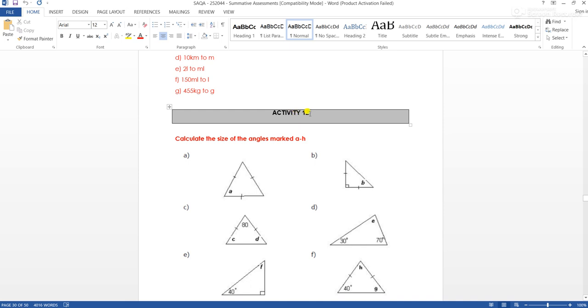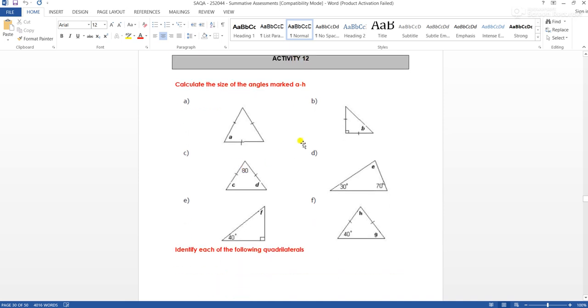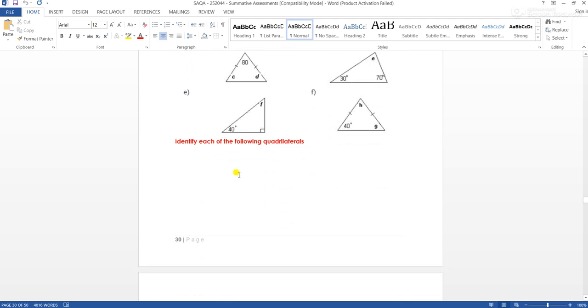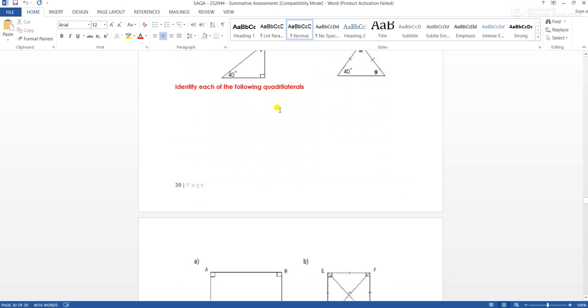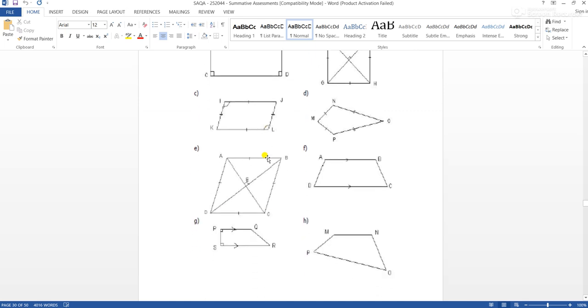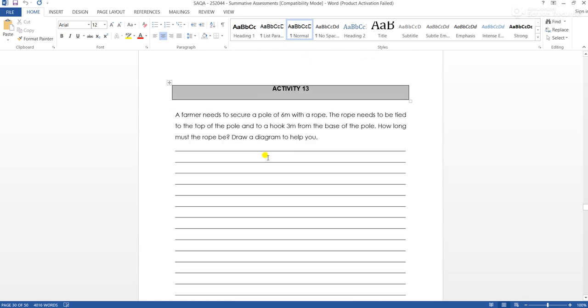And activity 2, calculate the size of the angles marked A to H. You need to calculate these angles, and then you need to identify the following quadrilaterals. And activity 13, a farmer needs to secure a pole of 60 meters with a rope. The rope needs to be tied to the top of the pole. You need to draw a diagram that helps you. So you just have to draw a diagram based on what you were given.